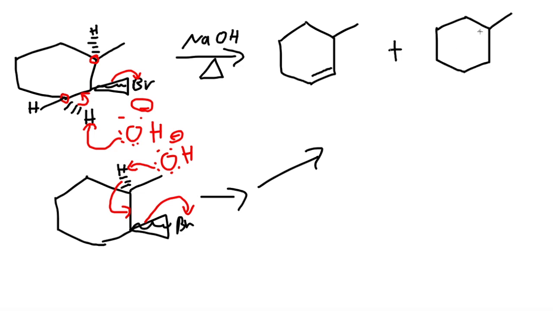Okay. So in this case, we have to notice which one is Zaitsev and which one is Hofmann. As you can see, where this double bond is, it's on this carbon and on this carbon. So these two carbons are connected to 1 and 2 carbons. So this is a secondary carbon.